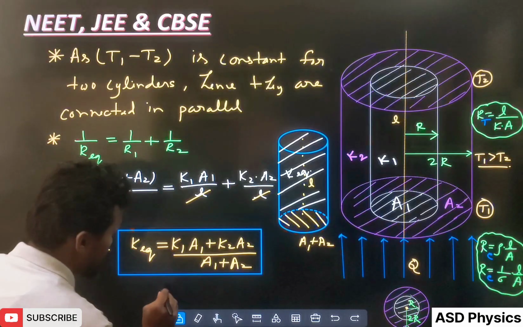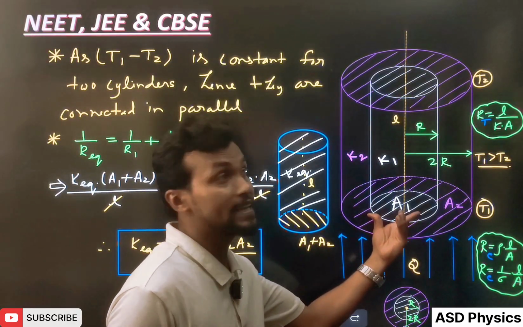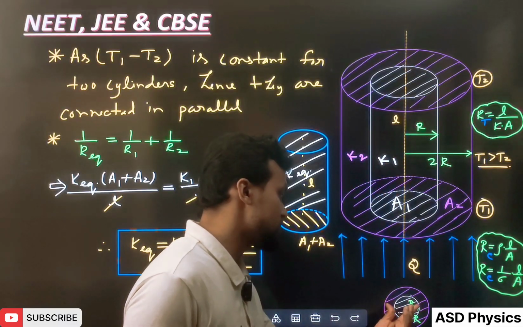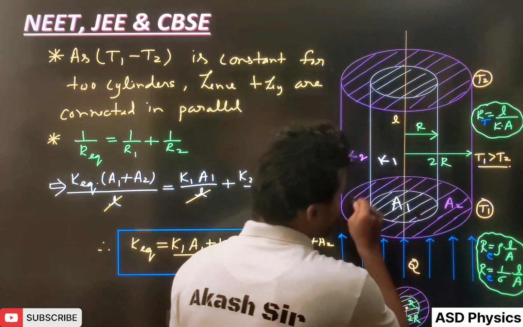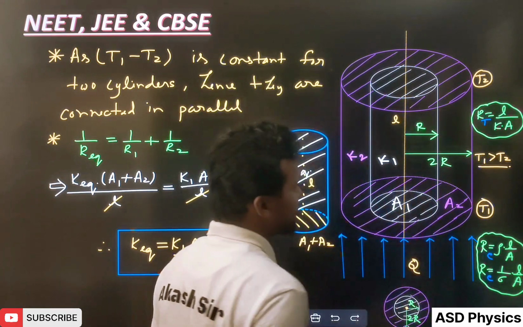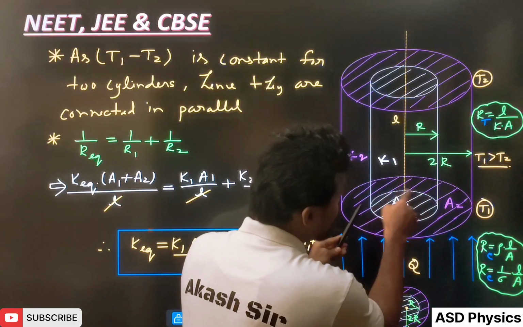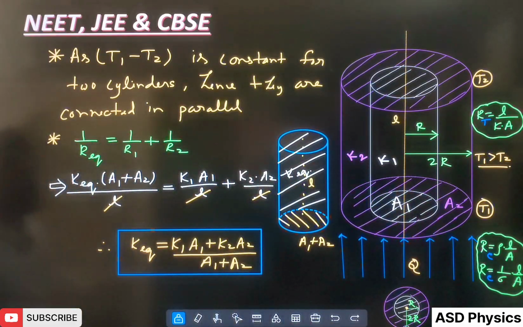So let's take K1, which is given here. A1, what is A1? You can see this radius is R. From this side it will look like a circle, so we write pi R square. Similarly, to get A2, the pink color area, what we have to do is subtract the inner area from the total area, then we will get the pink color area.